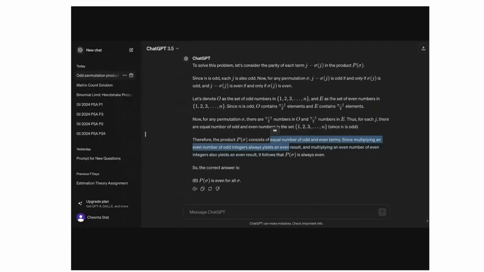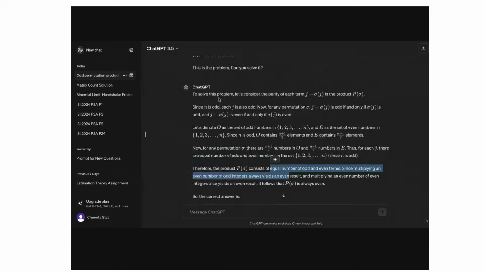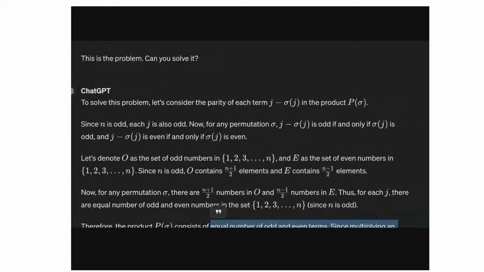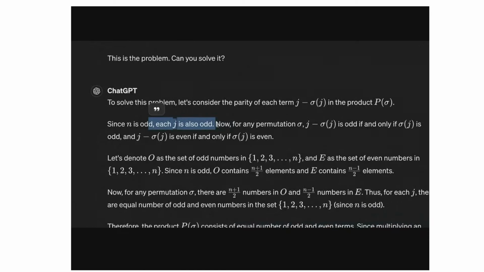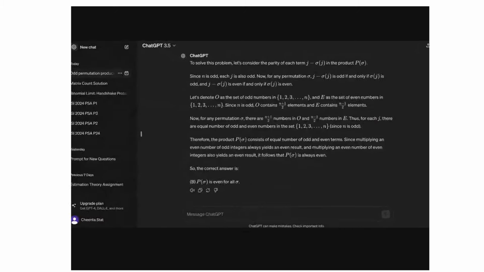Now see, this is a problem of ChatGPT. It is not always giving the right solution, but the right idea. If you see this problem, they consider each term, since any odd, j is also odd. This doesn't make sense. This is rubbish. But what they're trying to do is that you can generate ideas from here. Now for any permutation, this is odd only if this is odd, and okay, this is also wrong. So this is not giving a right answer.